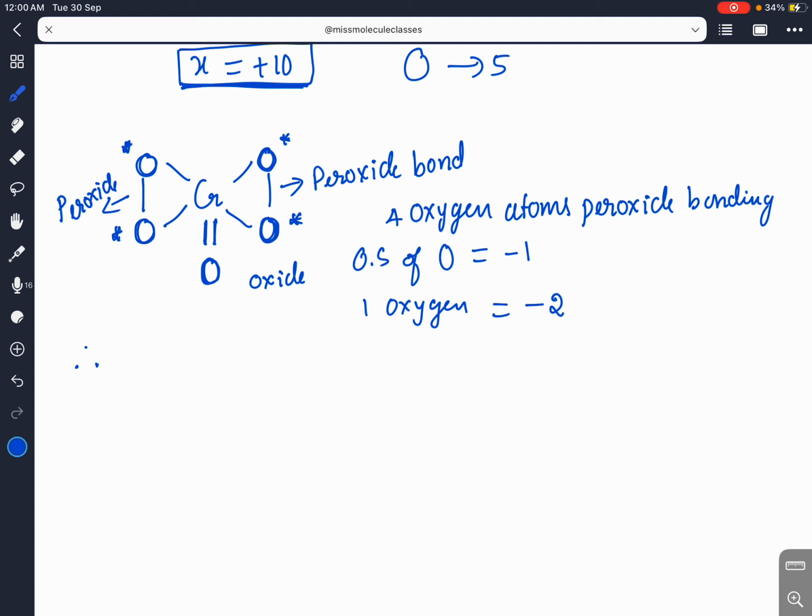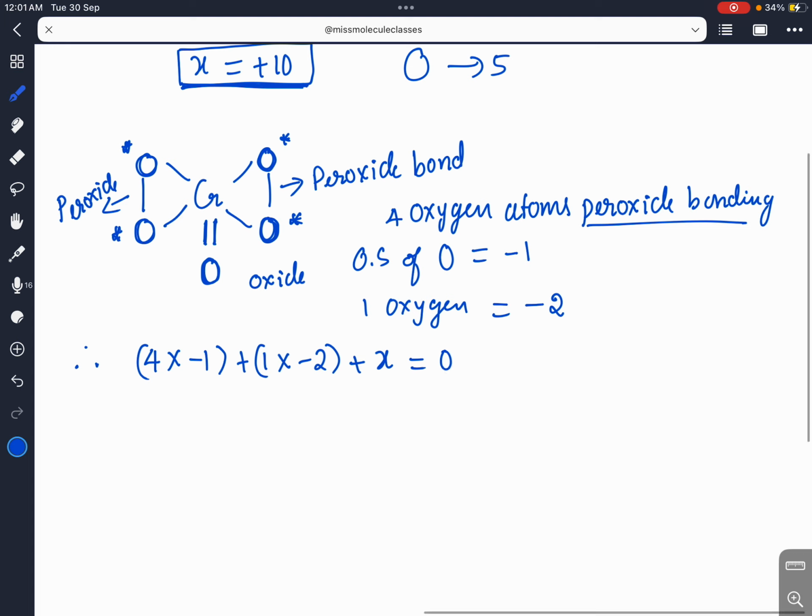So let us calculate now. 4 oxygen atoms are involved in peroxide linkage or bonding, so I'll take 4 into -1 plus one of the oxygen. This one oxygen is involved in a normal oxide linkage, so I'll take it as 1 into -2. And we are calculating for chromium, so it is taken as X, and again the sum of all the oxidation numbers is equal to 0.